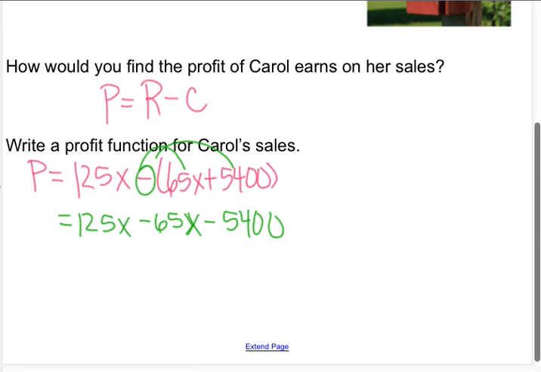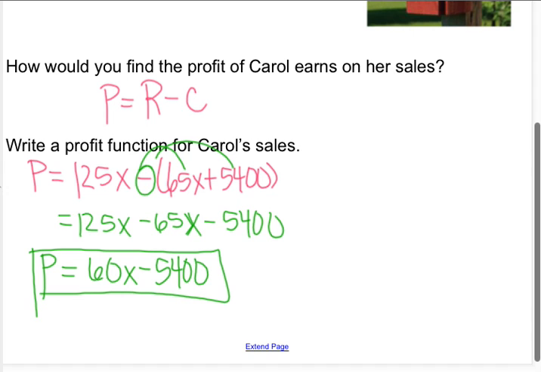That's what I did, distribute the negative, and I would go ahead and combine my like terms. So 125x minus 65x will give us 60x minus 5,400. This is the equation that would represent Carol's total profit. And if you look here, we did subtraction, so this is difference. So the operation that we did with two functions was subtraction.